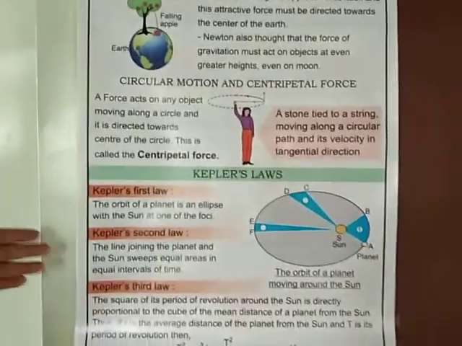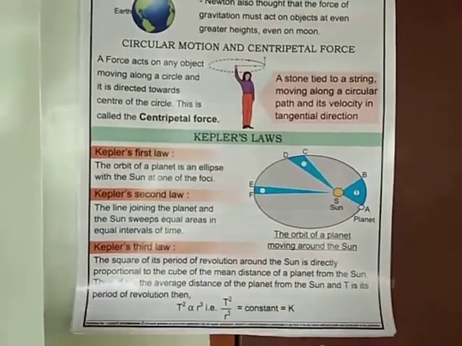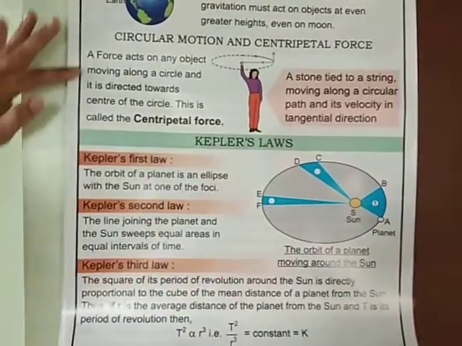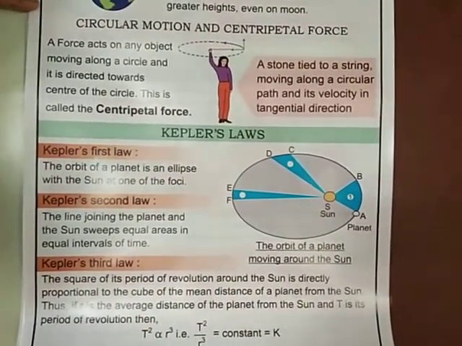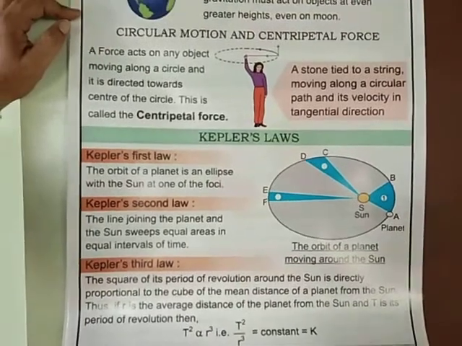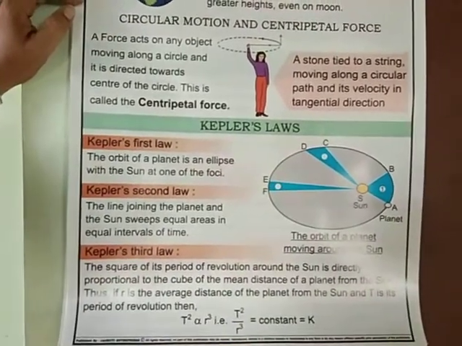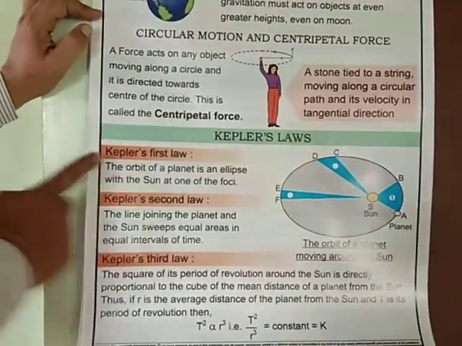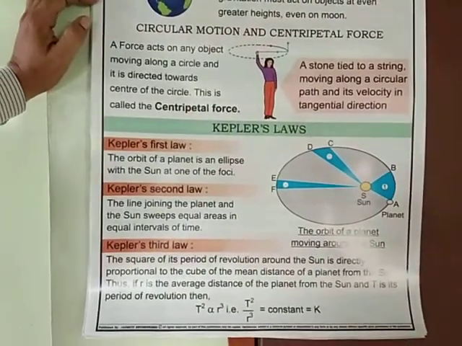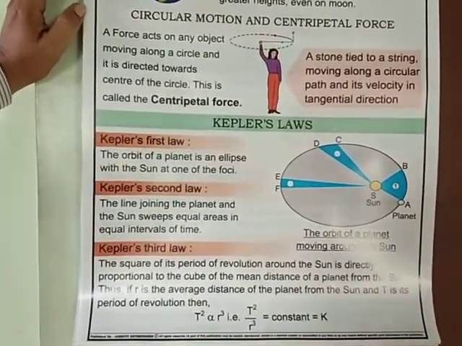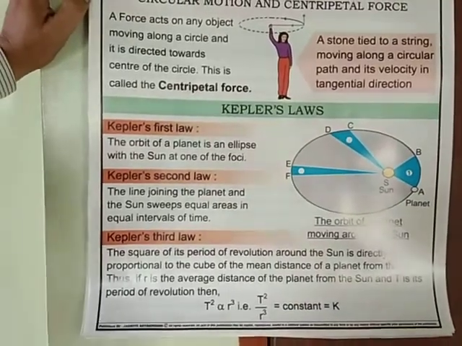Then Kepler's laws. Here, you see the diagram. Kepler's first law: the orbit of a planet is an ellipse with the sun at one of the foci. This is Kepler's first law. Kepler's second law: the line joining the planet and the sun sweeps equal areas in equal time intervals.